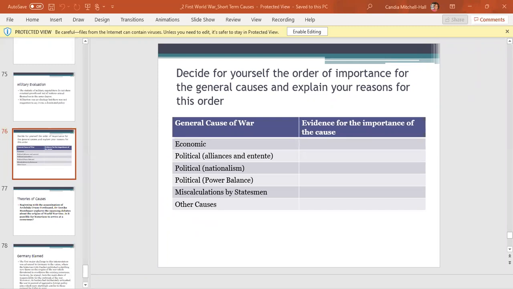Okay, so for the first one, we put economic because we know that they were really trying to execute their imperial goals in terms of being able to control areas so that they could better get resources and have better markets. Examples being the Russo-Japanese War for Manchuria and Alsace-Lorraine between France and Germany, where they were both trying to control these areas so they could better have access to raw materials so they could make their goods and have a better open market.